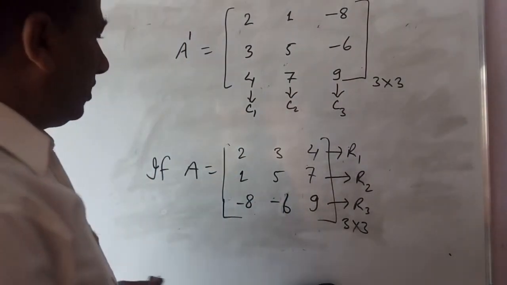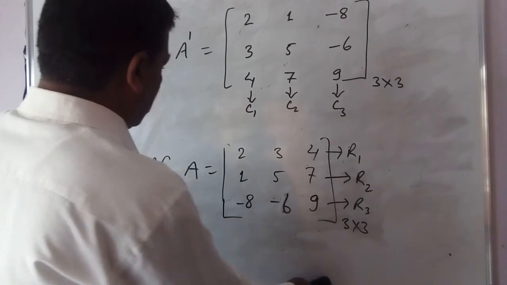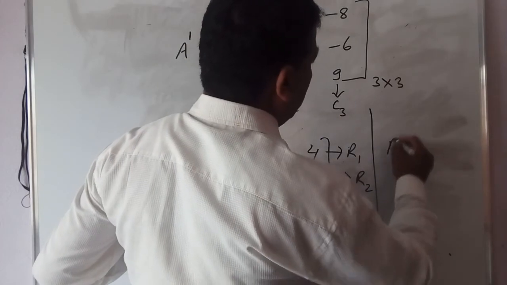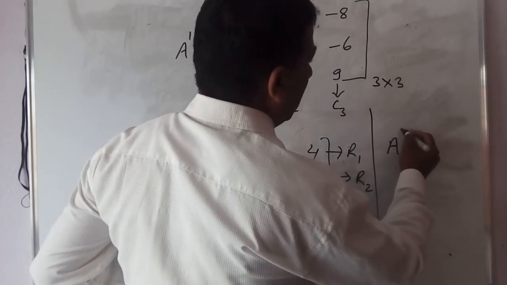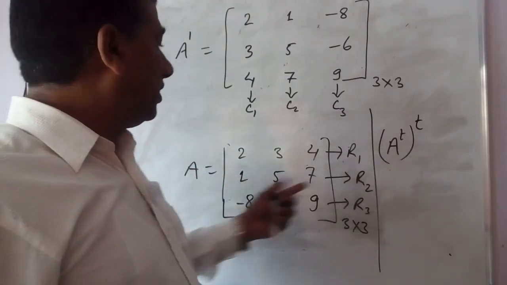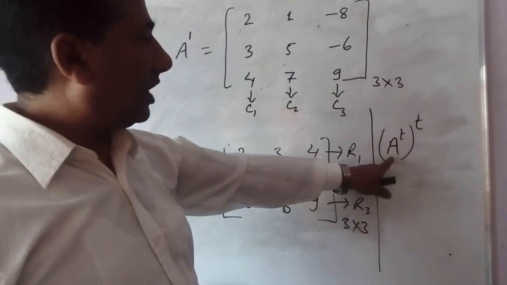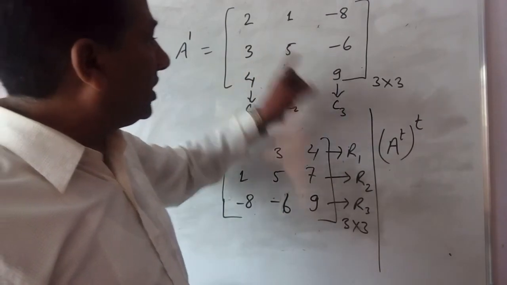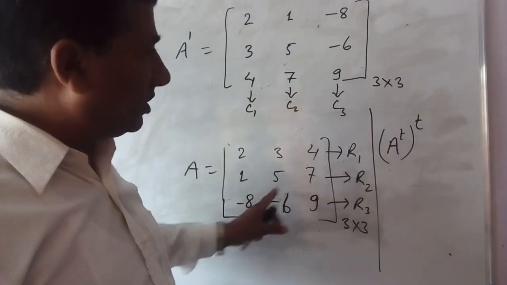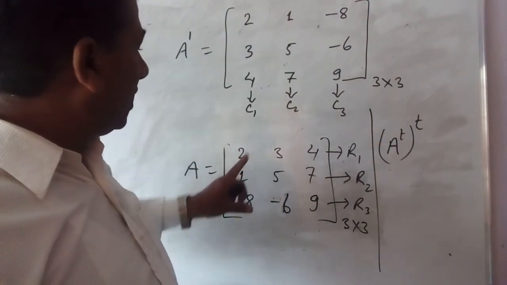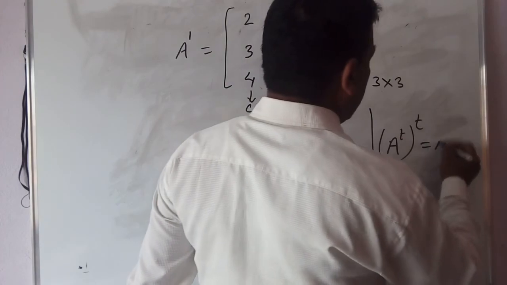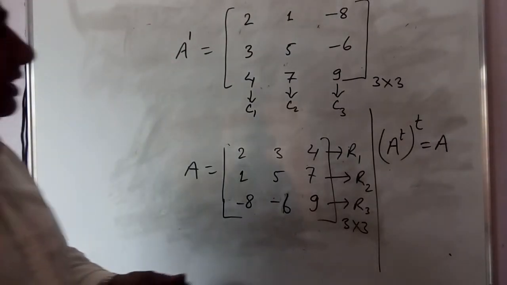Now one simple property. Suppose there is a matrix A, its transpose is A T. Again, the transpose of the transpose: there is a matrix A, its transpose is this, and again its transpose will be A. If you find the transpose of this one, you will get A. That's why it is the same matrix A. Now this is all about transpose.